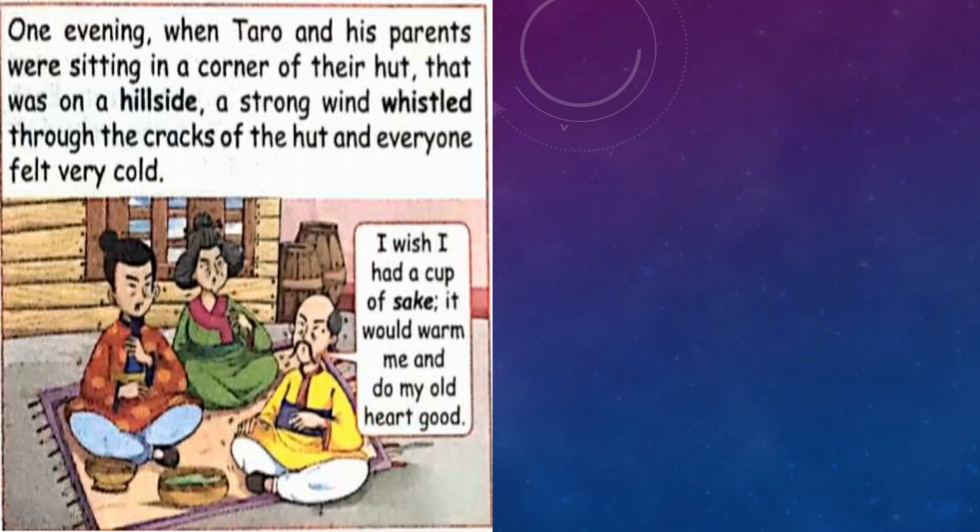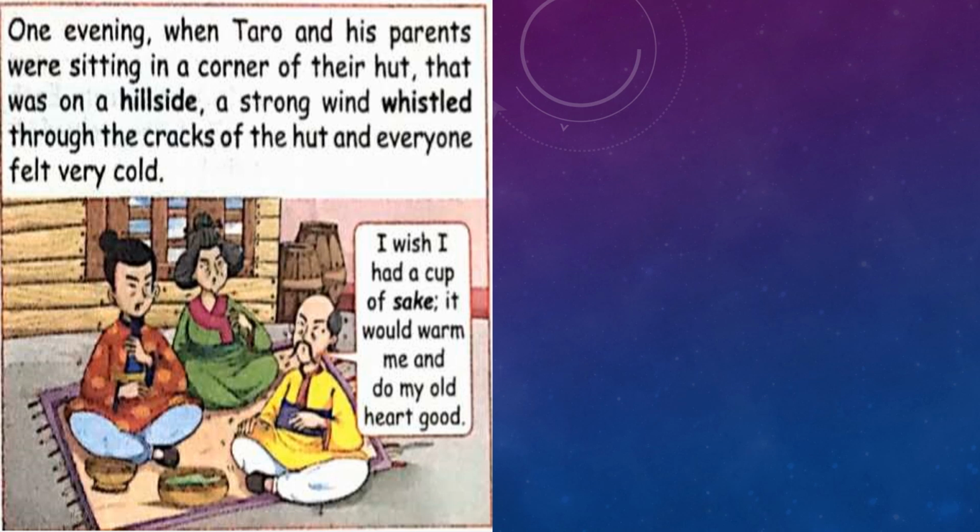So one evening, when Taro and his parents were sitting in a corner of their hut that was on a hillside, a strong wind whistled through the cracks of the hut and everyone felt very cold. So here you can see in the picture three persons. You can see that the young one, the boy, is Taro, and the old man is the father, and the old woman is the mother.